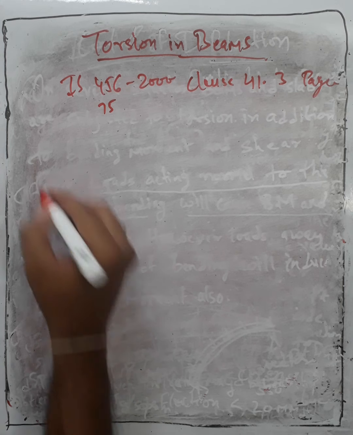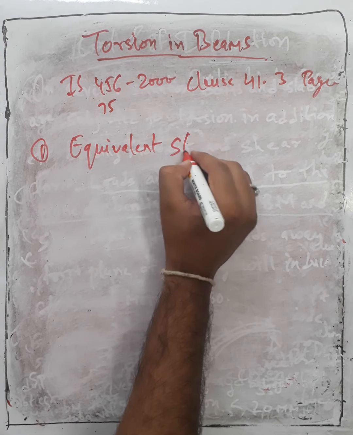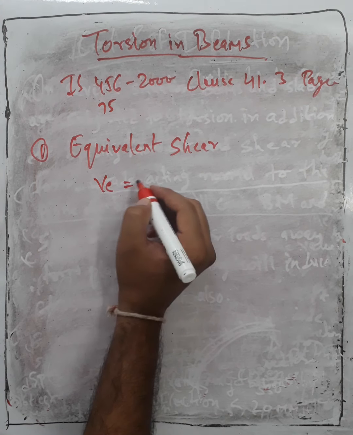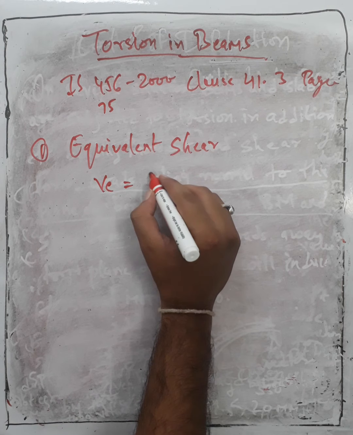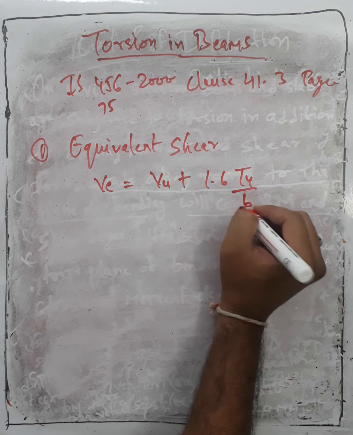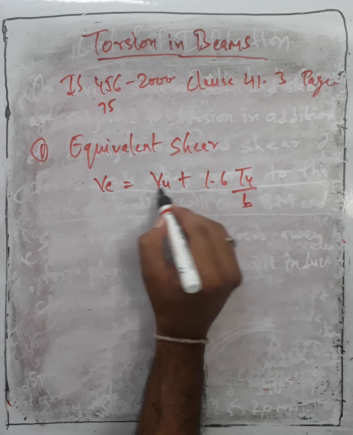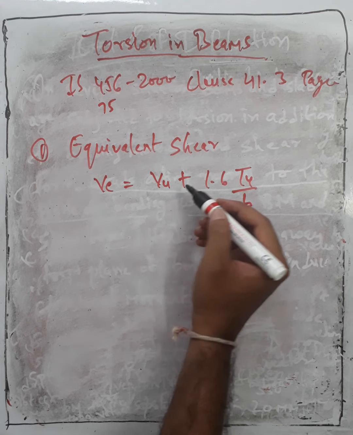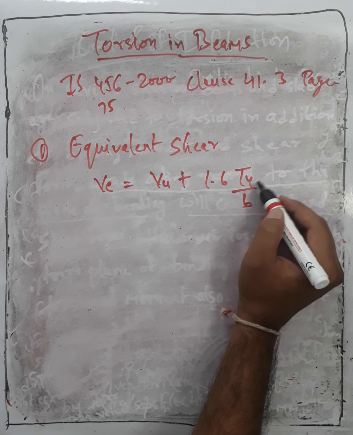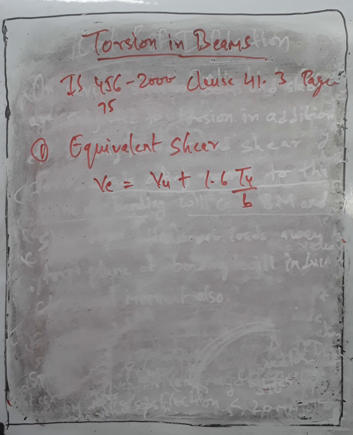So first, we have to find the equivalent shear. For finding the equivalent shear, one equation is given: VE is equal to VU plus 1.6 TU upon B. Here VU means factored shear force, and TU is the factored torsional moment.